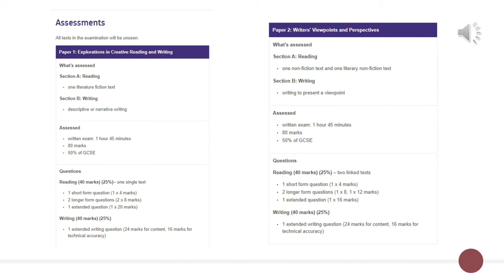In the second paper, again, it follows a similar structure where 40 marks are awarded for reading and 40 marks are awarded for writing. This time though, as opposed to being 1 single text as we see in paper 1, there are 2 linked texts.